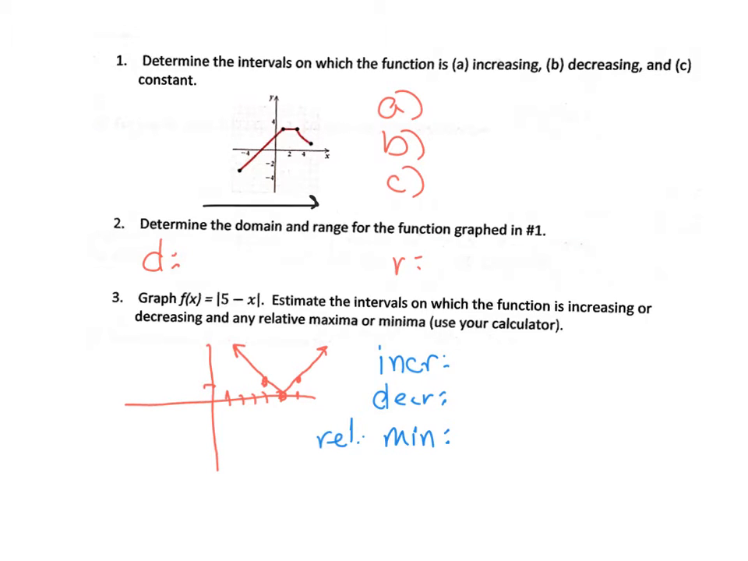This one looks like it's increasing. My graph isn't great there on the video, but it looks like it's going from -5 up to 1. It's going up. Bracket around the -5, parentheses around the 1.